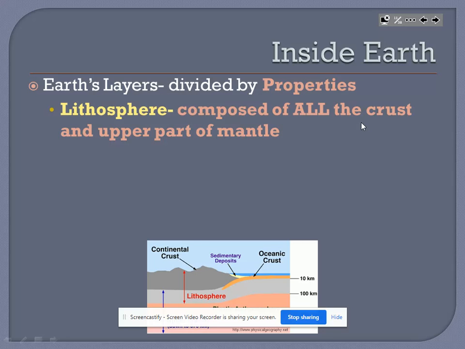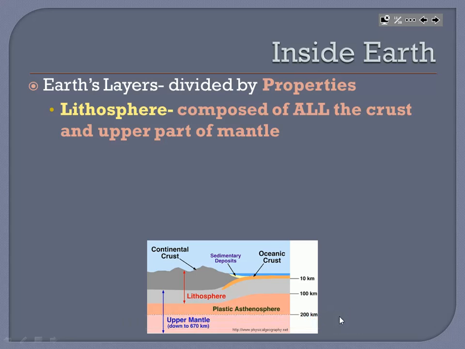The lithosphere is composed of all of the crust, and a little bit of the upper part of the mantle. So the very, very top of the mantle composes the lithosphere. If we look at this picture down here, I can see continental crust in light gray. I can see oceanic crust in orange. And I can see the lithosphere is marked with this red arrow, and it includes a little bit of this area here in the lighter gray.